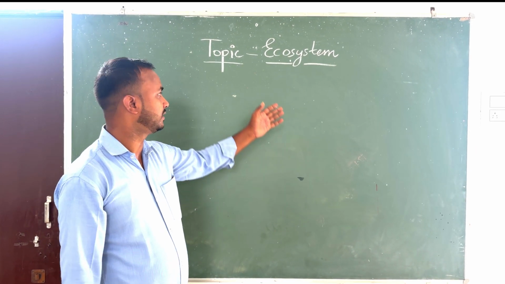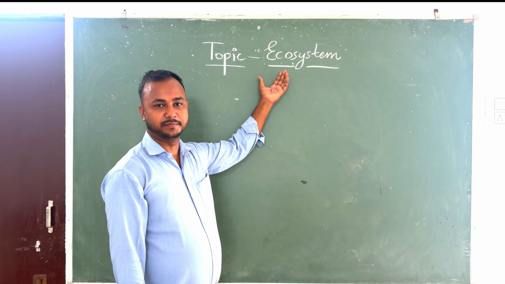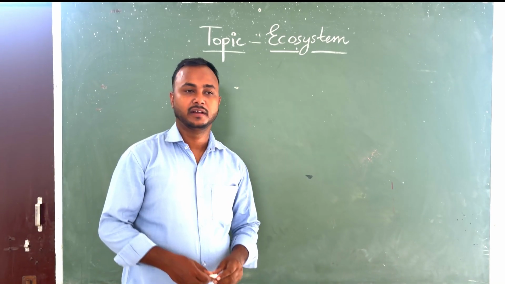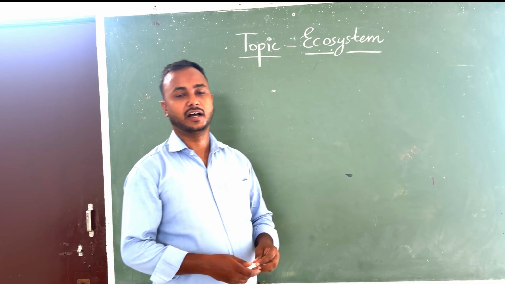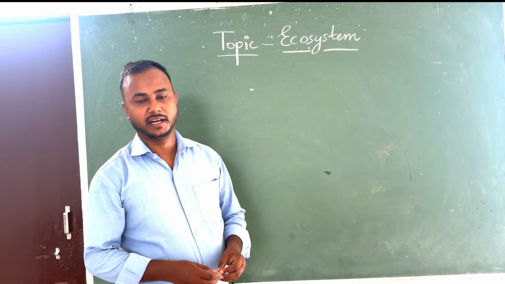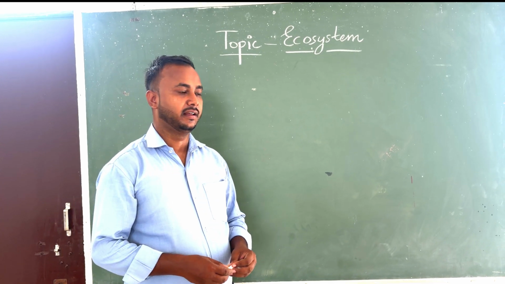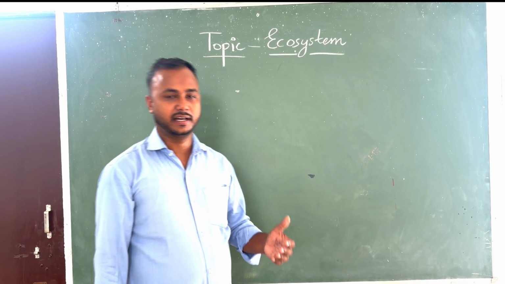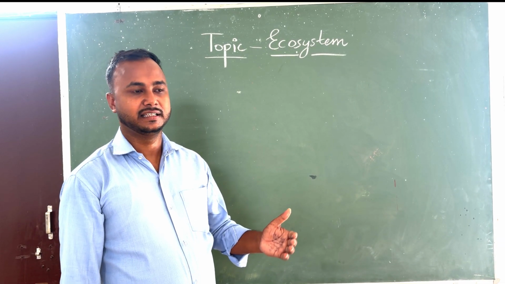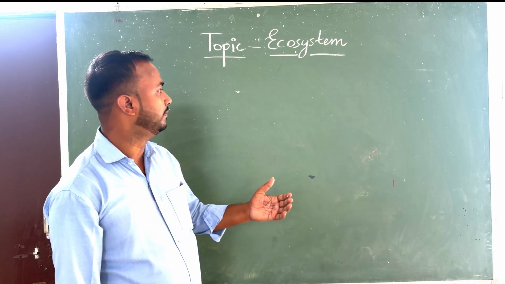Today we will discuss ecosystem. First of all, what is an ecosystem? The ecosystem is the interaction among the organisms with each other and with their physical environment. That interaction among the organisms with each other and with their physical environment is known as ecosystem.